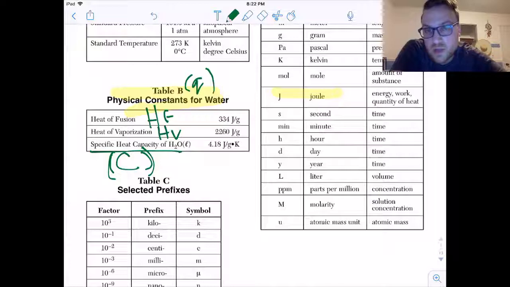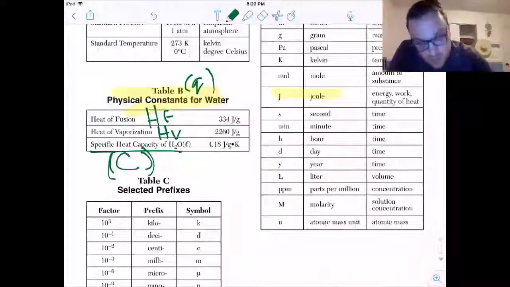One more thing to highlight involving these equations. Again, Q equals MCAT.